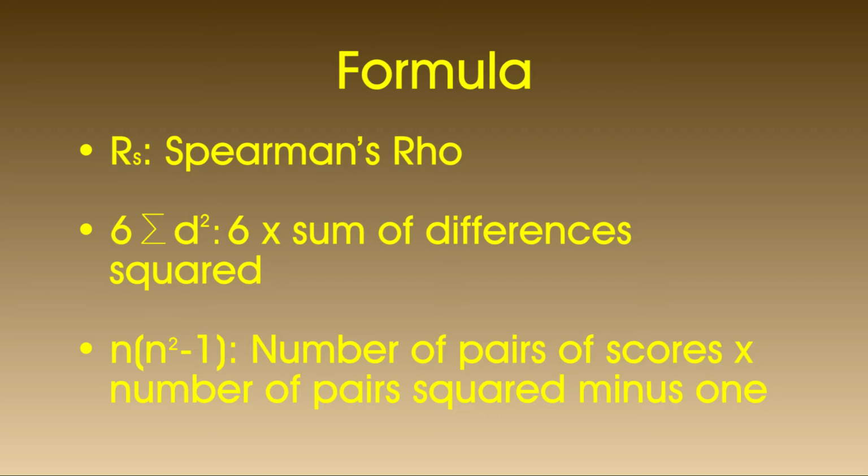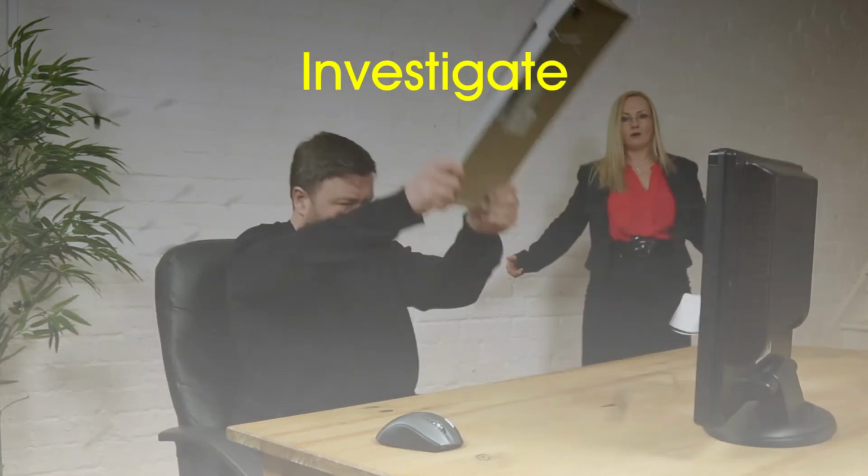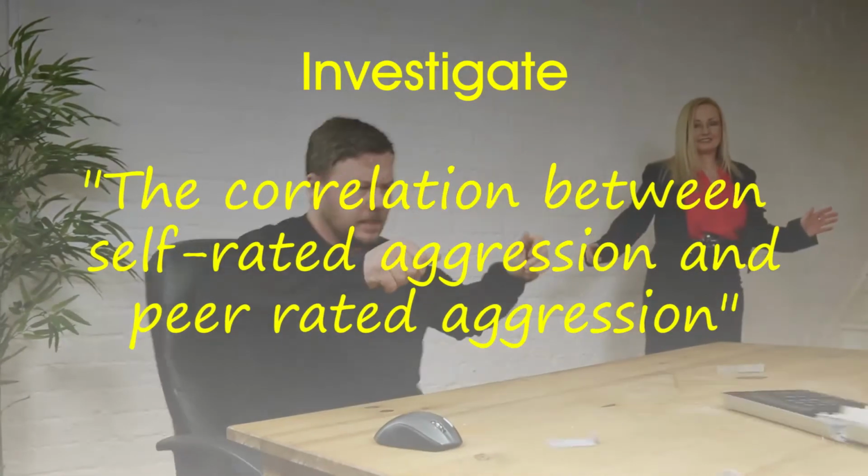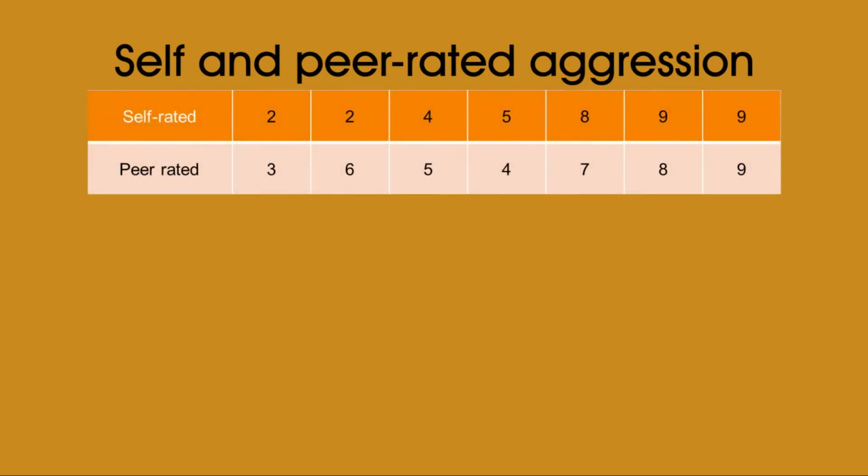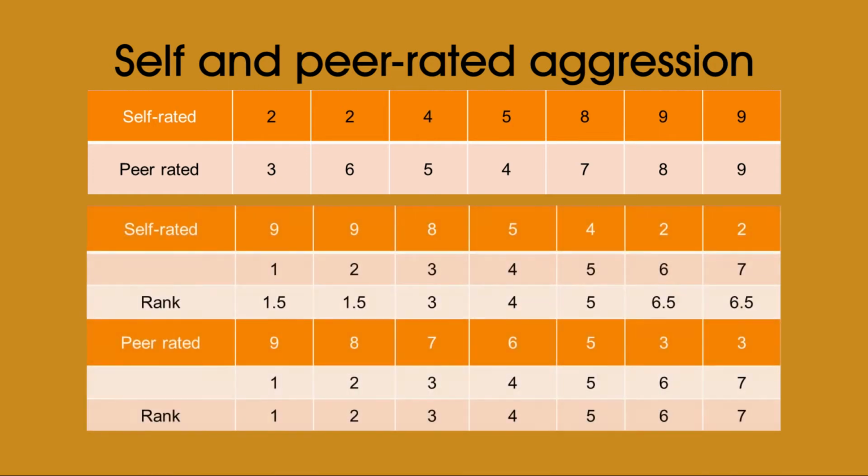We will investigate the correlation between self-rated aggression and peer-rated aggression. As we are analysing ordinal data, it is necessary to first rank your data. Put data into rank order and then give the highest one a value of 1, etc. If you look at the table, you can see how we've dealt with shared ranks.